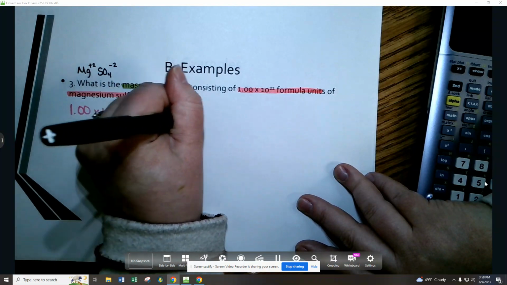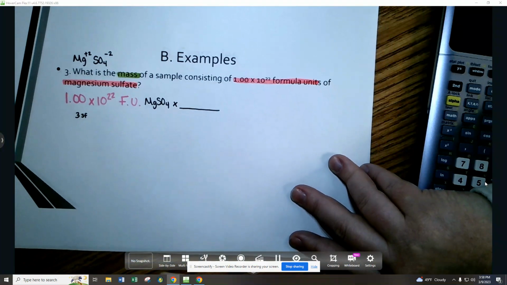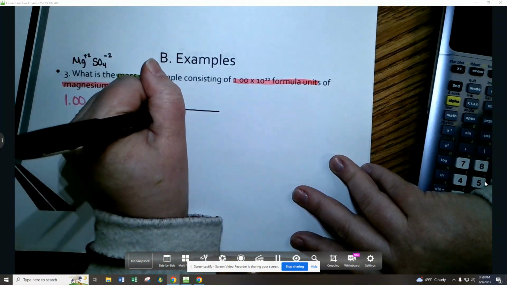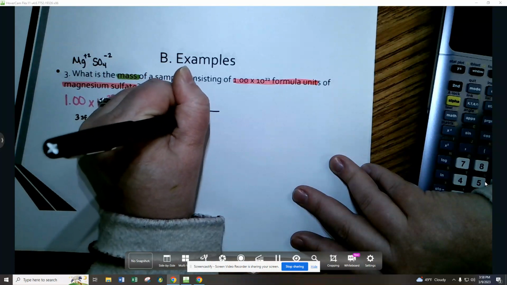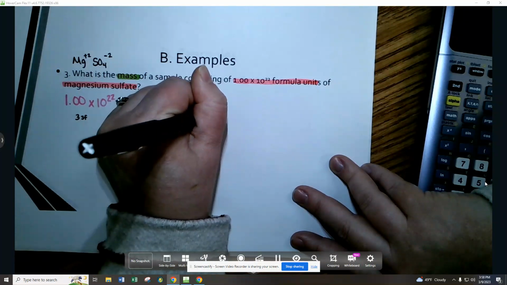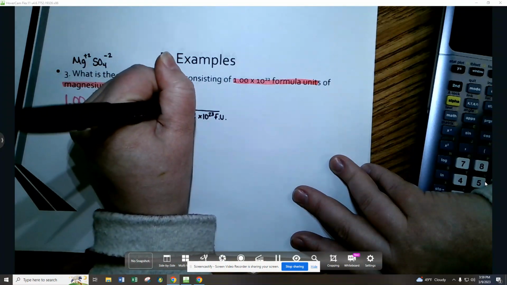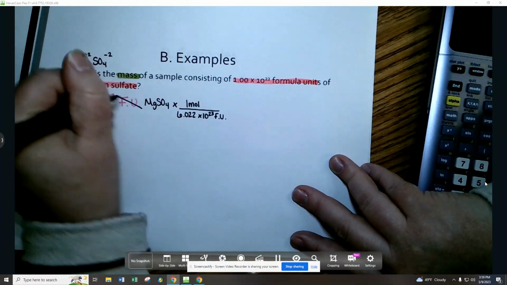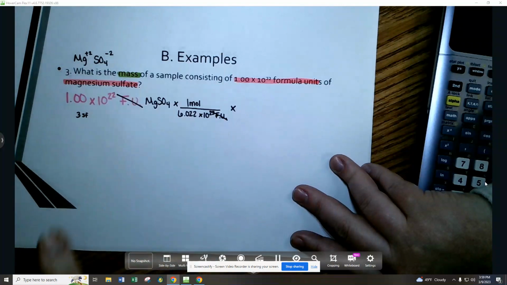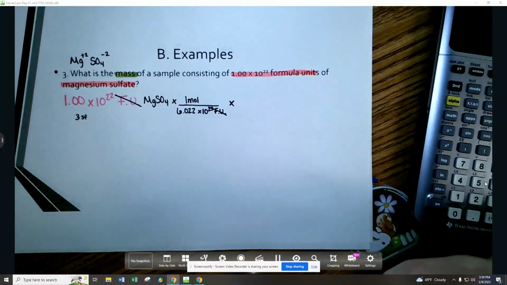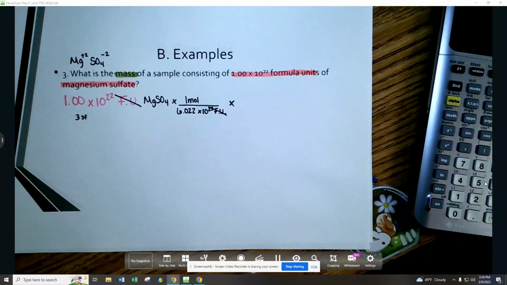We saw with the map we need to use Avogadro's constant, and we're dividing by Avogadro's constant to make formula units cancel. And that's always equivalent to 1 mole. I can show the canceling of formula units, and I know that I'm not done because it's asking for mass, and the unit for mass is grams, not the mole.